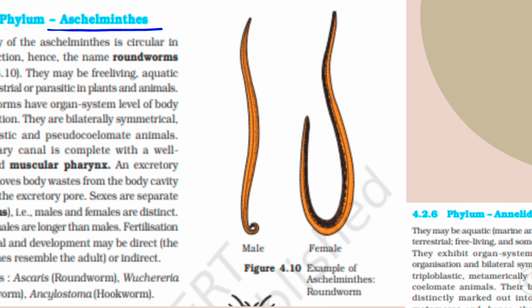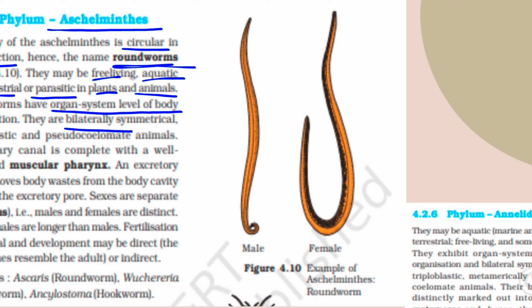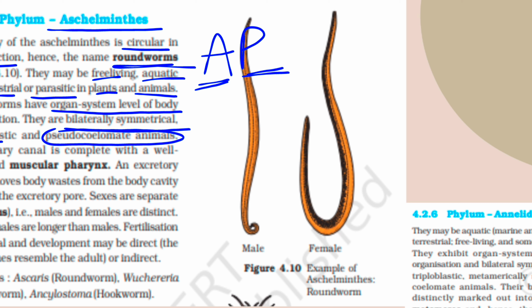Aschelminthes. Aschelminthes body is circular in cross section. It's called roundworms. They may be free living, aquatic, or terrestrial, or even parasitic, and it is parasitic in both plants and animals. It has organ system level of organization. They are bilaterally symmetrical, triploblastic, pseudocoelomate, like AP. Alimentary canal is complete with well-developed muscular pharynx.